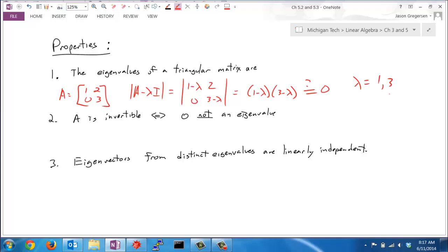Okay. So the eigenvalues of a triangular matrix are just the diagonal entries. The values on the diagonal.